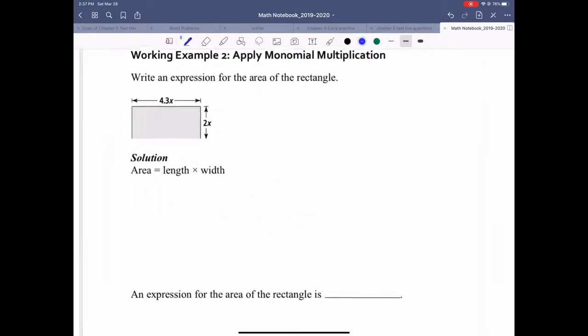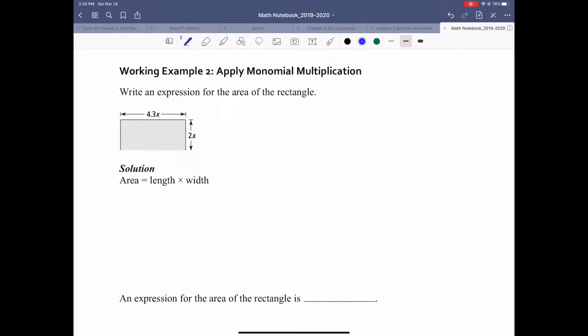Okay, applying monomial multiplication. So, area of this little rectangle here, length times width. Okay, so the two dimensions multiply together. So 4.3x, that's an expression of the length here. So normally by convention, to make it easier for us to see, we group them up by brackets to see it as a cluster, okay? But it doesn't really matter whether you put it or not. And then you have another dimension here, which is 2x. All right. Same idea here.